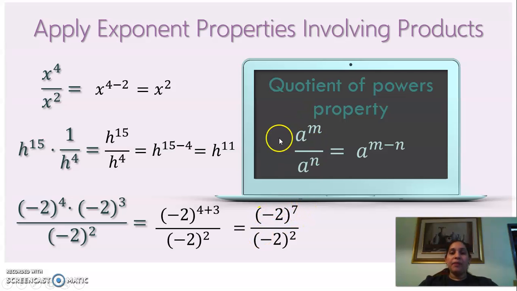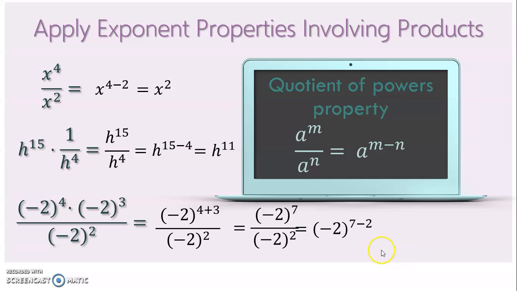Now I can apply the quotient of powers property, which tells me that when I have the same base number with different exponents, what I need to do is subtract. This way I have negative 2 raised to the power of 7 minus 2. I subtract the 2 from the 7 and I have negative 2 raised to the power of 5. As you can see, it's really easy. It's just paying close attention so you can understand it really well. So let's make more examples about this.